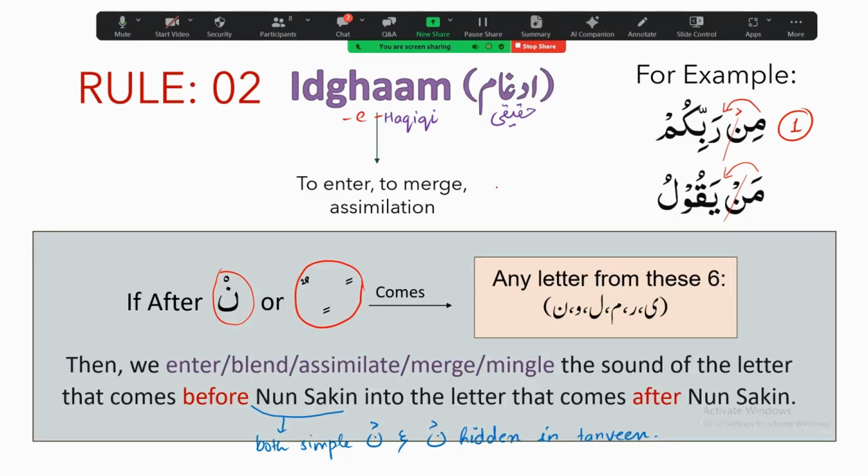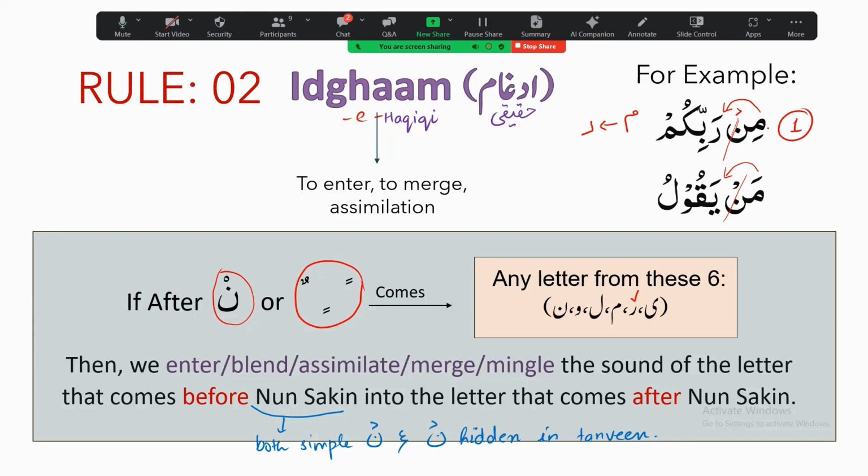But we are supposed to apply this rule now as we are learning. The rule says that if after Noon Sakin or Tanween comes any letter from these six letters, and yes, we see a Ra here, then we assimilate the Noon Sakin into the letter after it, which is Ra here. So we will enter the sound of the Noon into Ra, and it means that the sound of Noon Sakin from here will be skipped.